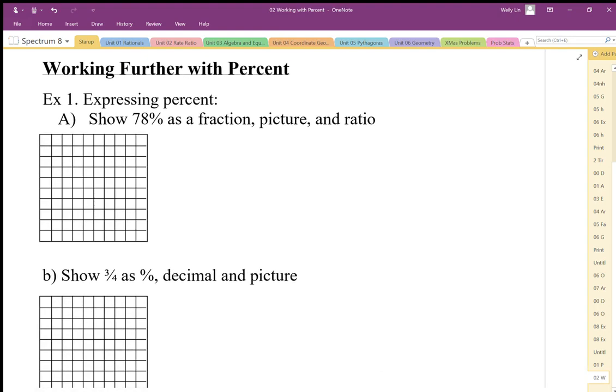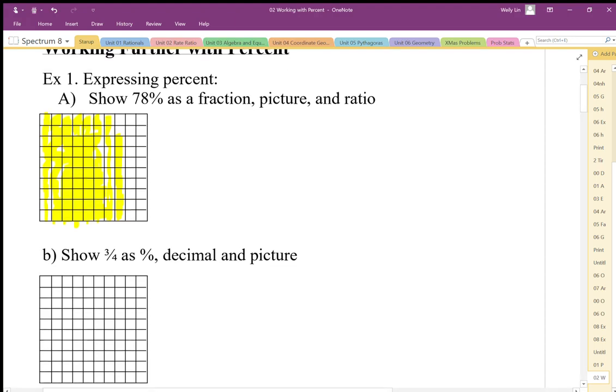So we want to make sure we have a good visual idea and a sense of how much proportions and percentages are. So when we look at 78%, we can think of it as 10, 20, 30, 40, 50, 60, 70, and then we can have 1, 2, 3, 4, 5, 6, 7, 8. That represents 78% of that hundreds grid.